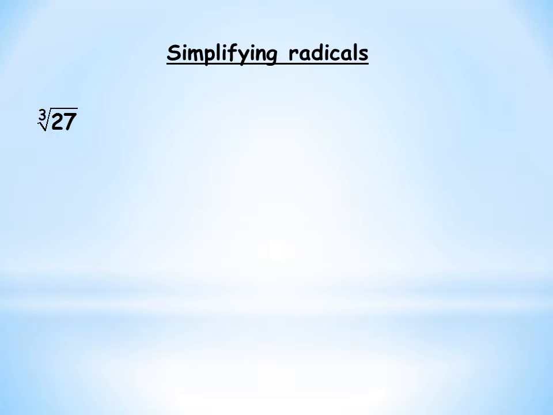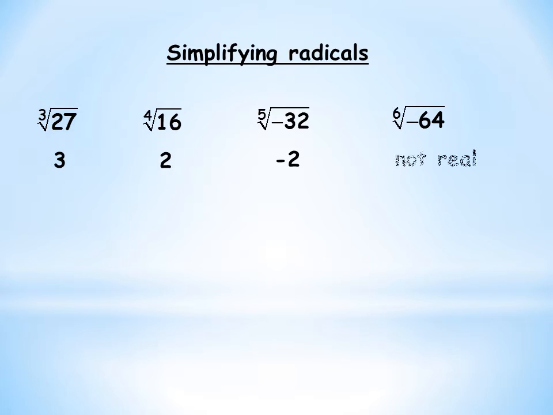So simplifying radicals, right? Go ahead and try these and see if you can do them. First one's 3, 2, -2, and not real because it's an even index and a negative number.